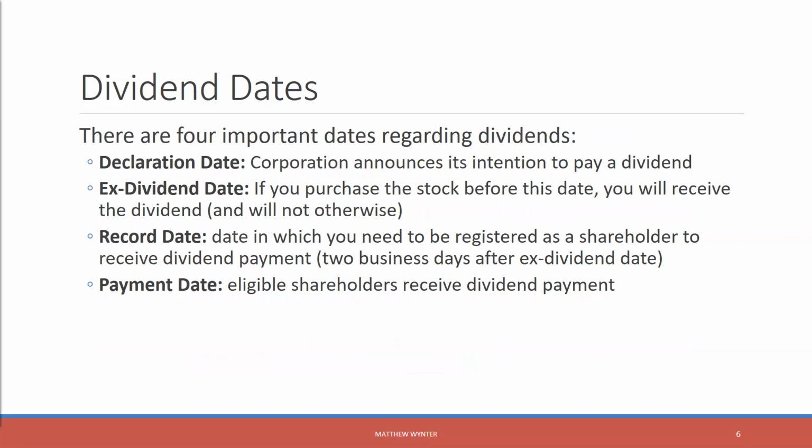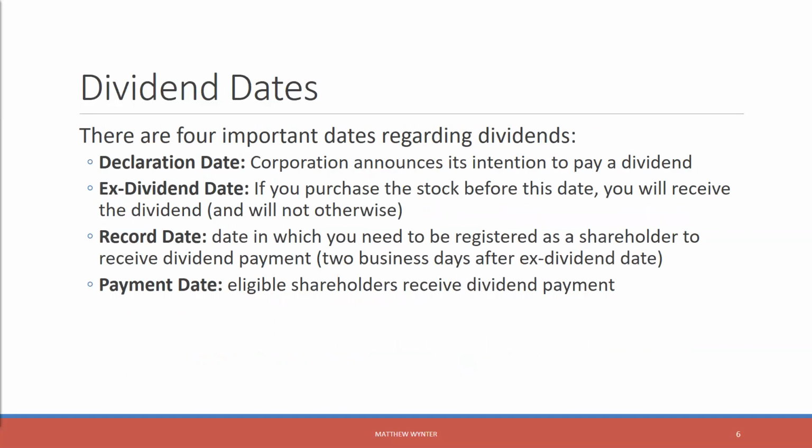Dividend dates. There are four important dates regarding dividends. We've got the declaration date. This is when the company declares or announces that it intends to pay a dividend. There's the ex-dividend date, where if you purchase the stock before this day, you will receive the dividend. And if you don't, you won't.